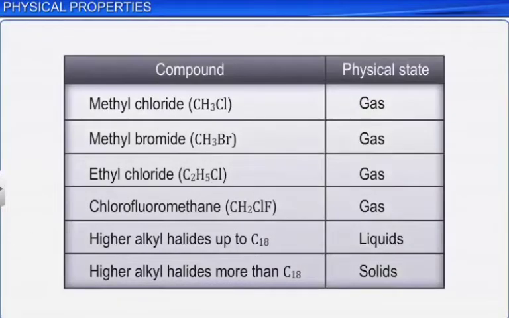Lower alkyl halides, including methyl chloride, methyl bromide and ethyl chloride, as well as some chlorofluoromethanes, are gases at room temperature. Higher alkyl halides are liquids or solids.